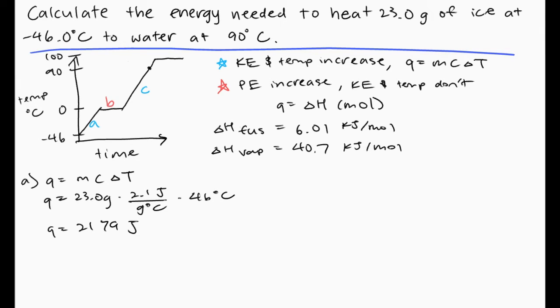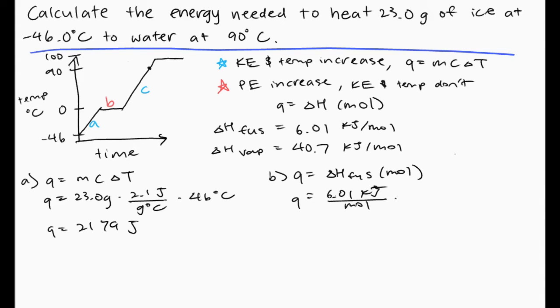Now let's do part B. This time we will use the new equation Q equals delta H of fusion times moles. And we're using fusion because we're going from solid to liquid. So we have Q equals 6.01 kilojoules over mole times the moles. But what is the molar mass? We can find this using the atomic masses given on the periodic table.